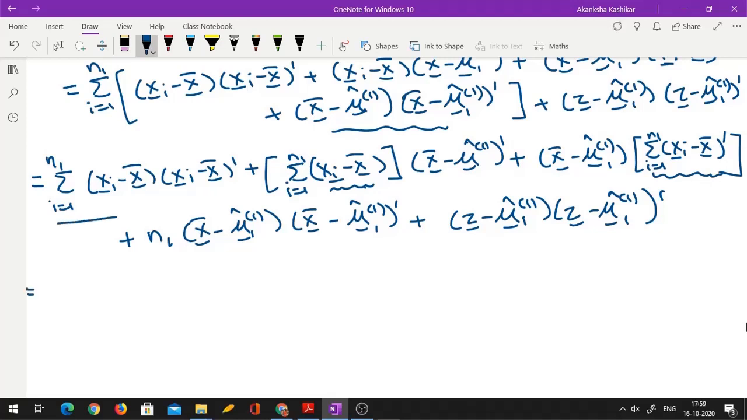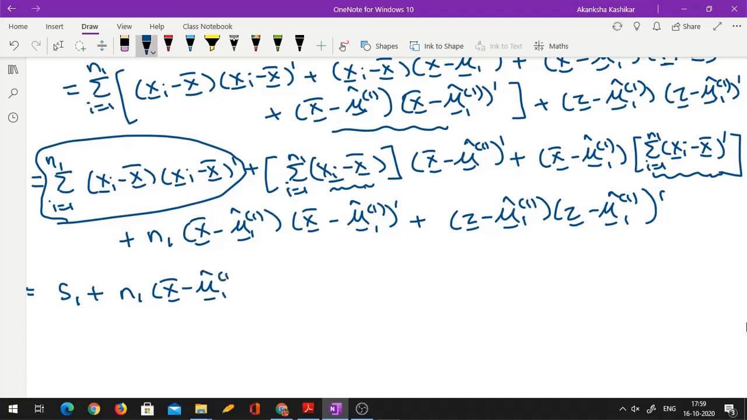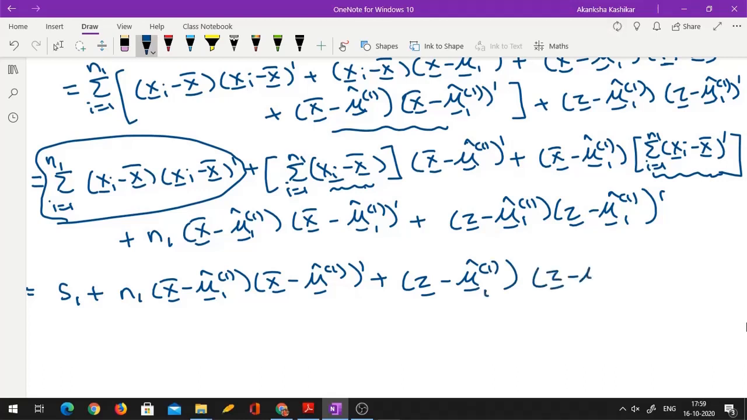So I will be left with this part, which becomes my usual CSSP matrix S1 for n1 times x bar plus z upon n1 plus 1. This is my mu1 hat under the first hypothesis. Similarly, this is mu2 hat under the first hypothesis. Now we have to also compute sigma hat.